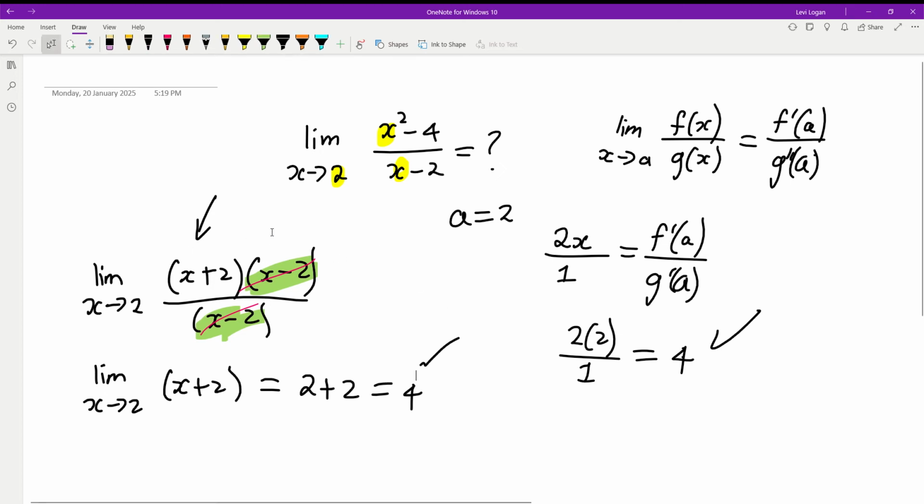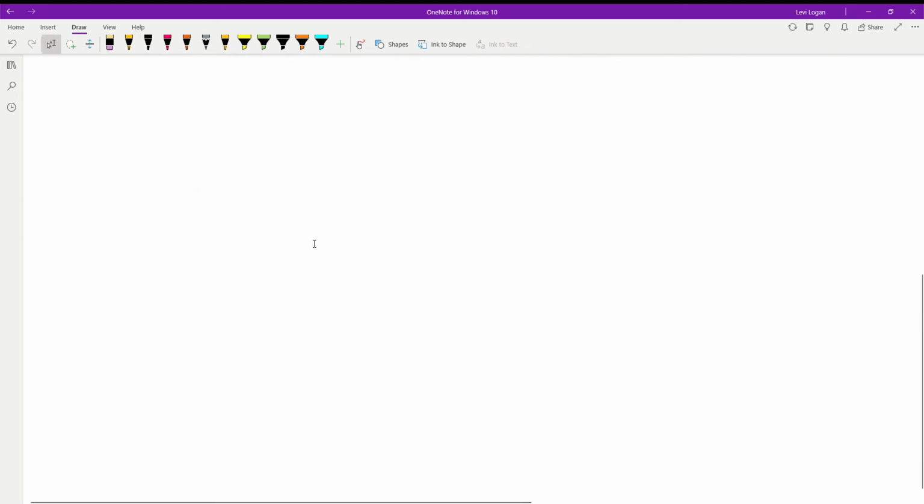Let's look at why this is true. So first of all, the case when we're trying to work this out is, if we have the limit when x is approaching a, you're going to have f of x over g of x.